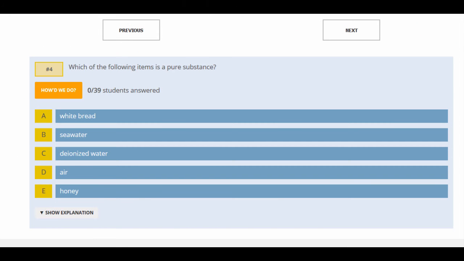Which of the following is an example of a pure substance? If you believe that there's more than one answer, then select more than one. Your choices are white bread, seawater, deionized water, which is the stuff that comes out of here, air, and honey. Talk with your neighbor if you need to. We'll give you about 20 or 30 seconds. And we'll count down. 5, 4, 3, 2, 1.